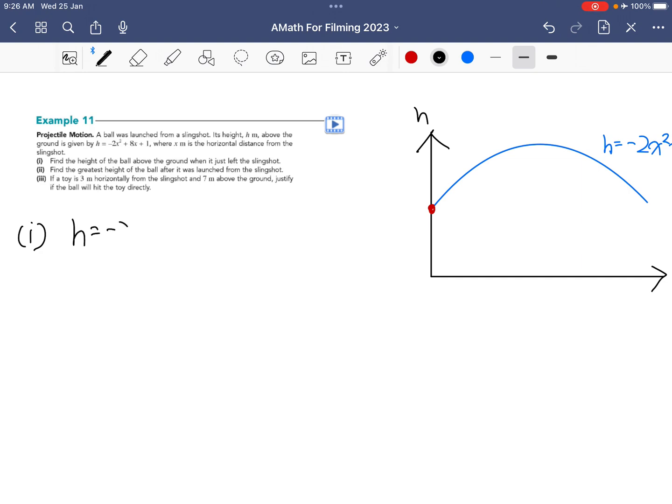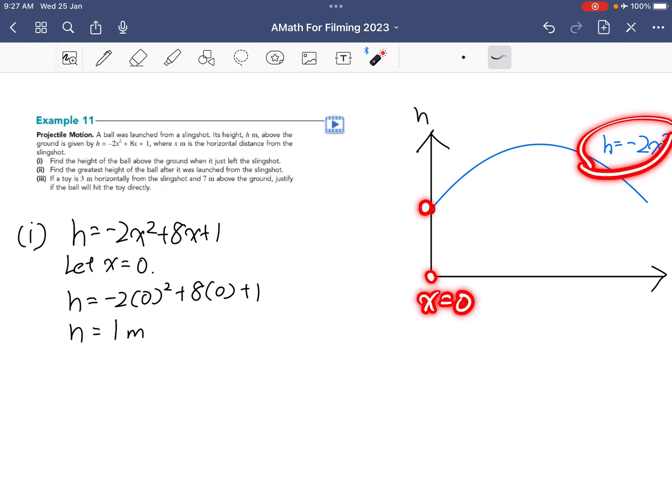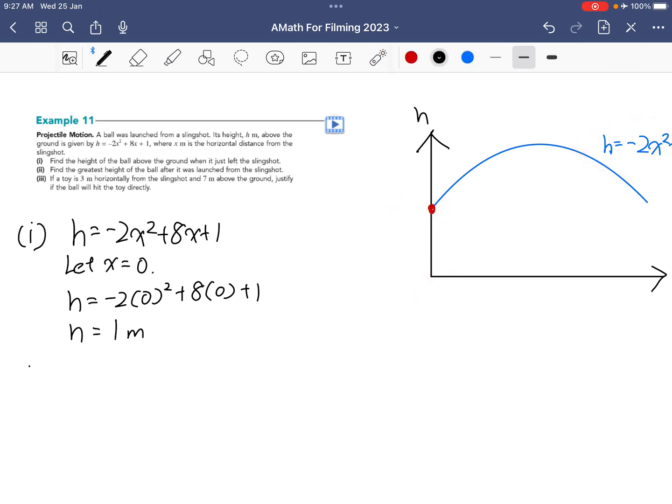Given that the equation is h equals negative 2x squared plus 8x plus 1, I will let x equal 0, because the ball is still there at x equals 0. So I can find my h value by substituting it into the equation. I find that my h value equals 1. Oops, made a mistake there. My h value is equal to 1 meter. So from my diagram, when my x value equals 0, I substituted into the equation and found that my y value is 1. It means that the ball is 1 meter above the ground when it was just launched.